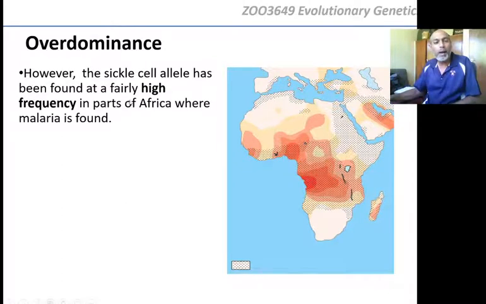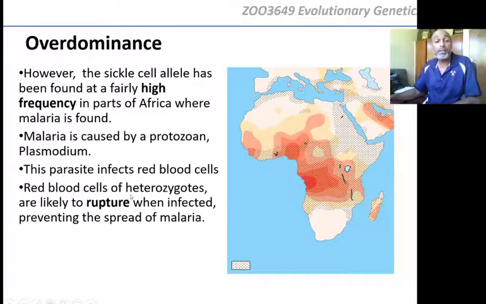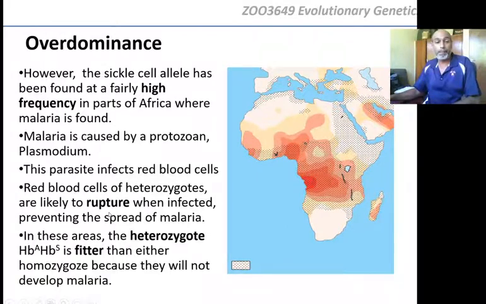So that is why the sickle cell, even though it is lethal, is found in high frequency where you have malaria. Because the parasite is going to go into the blood cell and mess that blood cell up. So if you're a heterozygote, you have a normal allele and one sickle allele. You actually have a higher fitness compared to homozygous, right? And you don't get malaria.